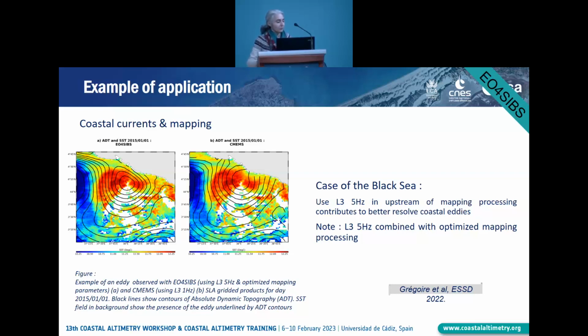We also use in this mapping an optimized mapping process. It is optimal interpolation, but we force the correlation scale to follow the gradient of bathymetry along the track. So this reinforces the intensity of the current that we obtain along the slope of the bathymetry.